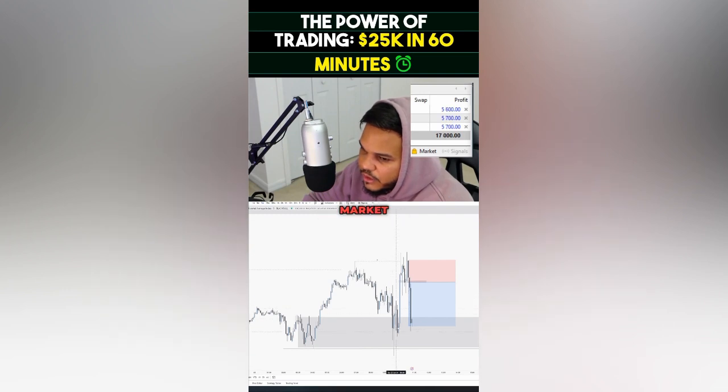So I wait for the market to grab liquidity out of the swing high like this. That happens right at the opening. Grab liquidity, give me this double top confirmation, and then give me the break. That's when I enter my position.